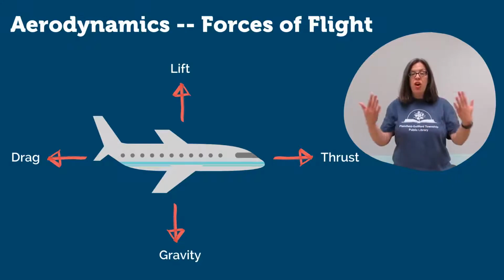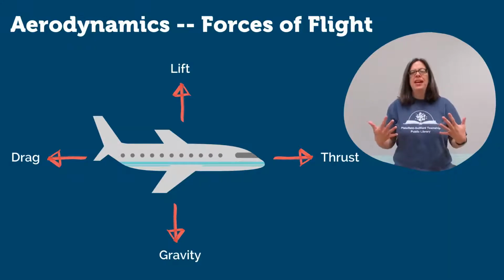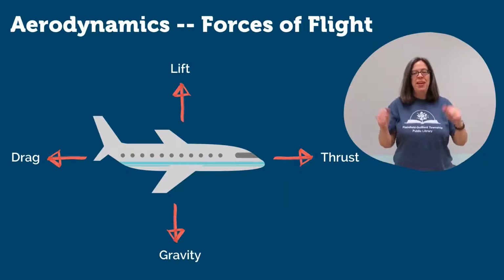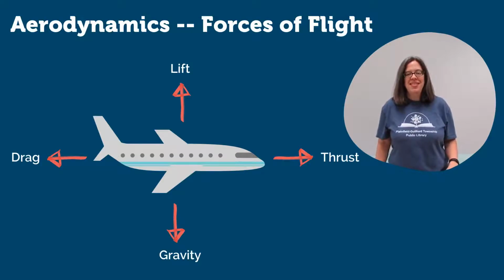Drag is the force of all the air around the airplane sort of pushing back against it and trying to slow it down. Gravity is the force that holds the airplane and everything on the surface of the earth down toward the earth. And to overcome gravity, you need the 4th force, which is lift. Lift, as you can imagine, is the force that lifts the airplane into the sky.